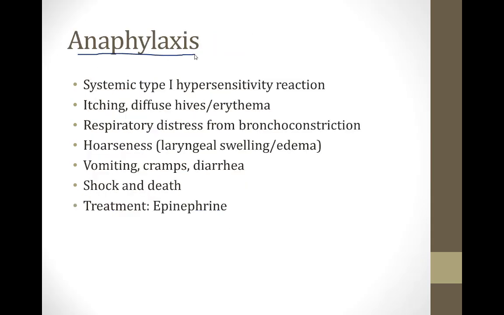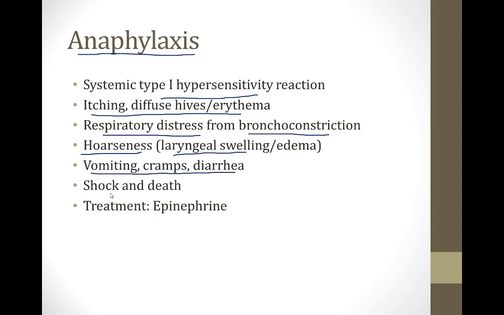Anaphylaxis is an example of a systemic type 1 hypersensitivity reaction. Patients who get anaphylaxis develop itching and diffuse hives and erythema. They will develop respiratory distress from bronchoconstriction. They can develop hoarseness because their larynx will swell and become edematous. They can also get GI symptoms like vomiting, cramps, and diarrhea. And this can lead to shock and death, and the treatment of choice for anaphylaxis is epinephrine.